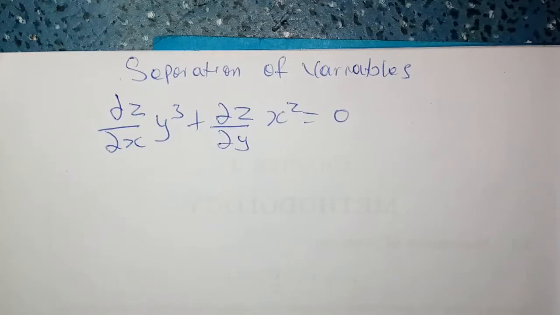Includes direct integration, substitution, replacement before direct integration, method of characteristics, and separation of variables. Okay, so this is an example of a first order partial differential equation.